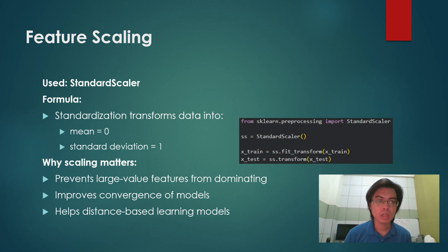This also helps machine learning algorithms converge faster and perform better, especially models like logistic regression that rely on distance and gradient-based optimization.